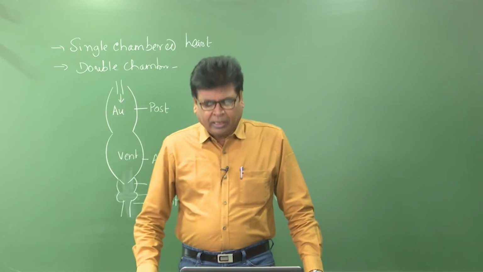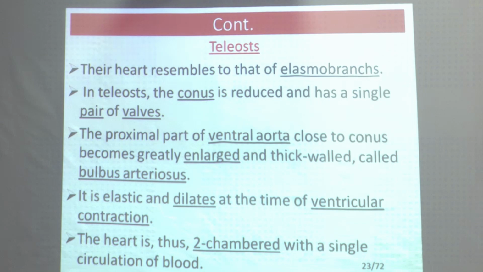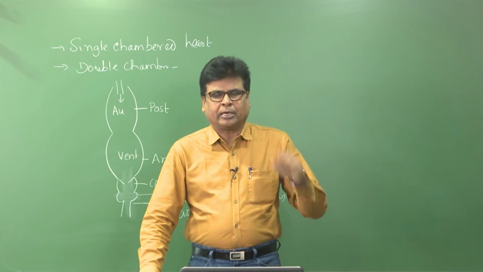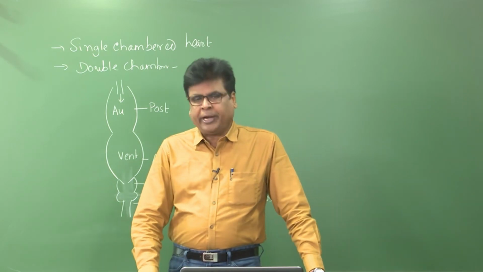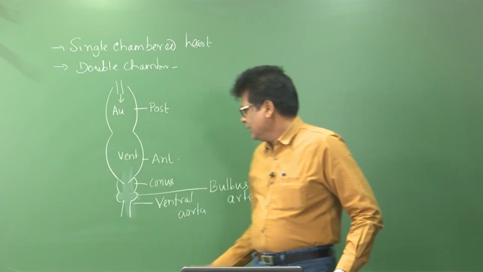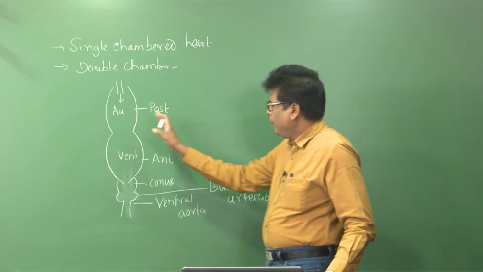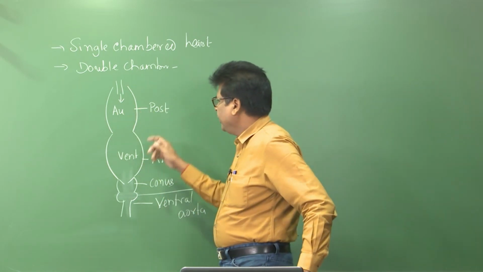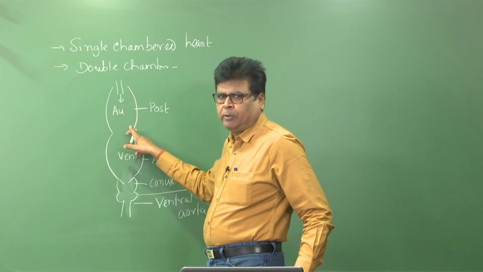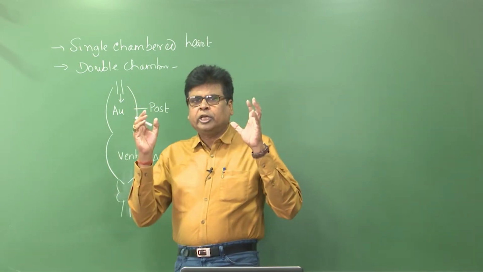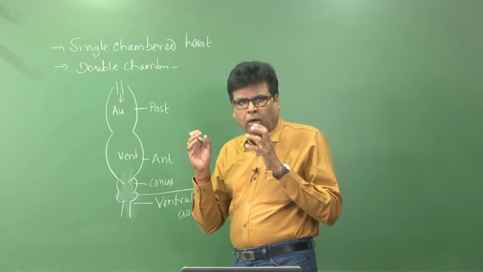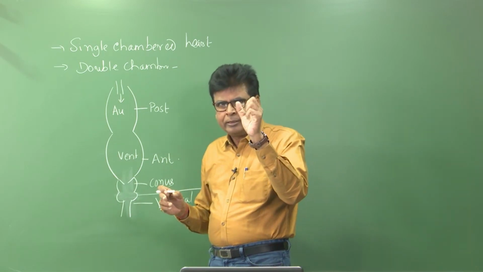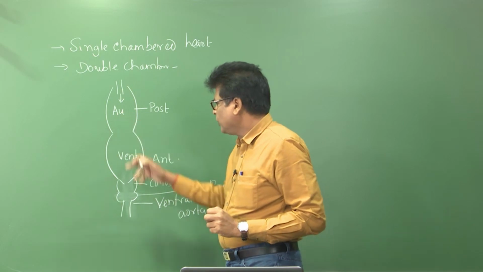It is elastic in nature, contractile in nature, and dilates at the time of ventricular contraction. I am just giving the direction. Whenever blood is poured into the auricle, the auricle gets filled up, and when the auricle is filled up, then the auricle contracts. So, due to contraction of the auricle, what will happen?